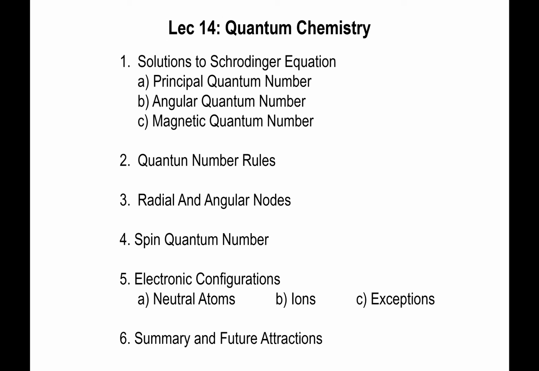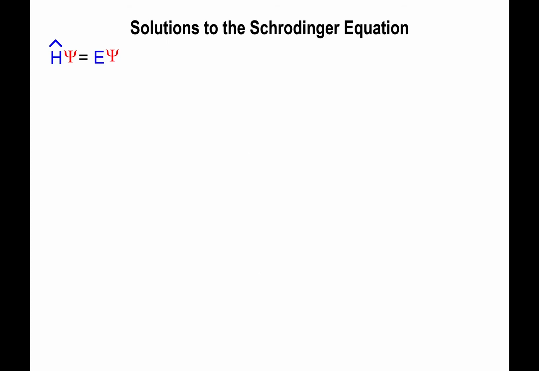Okay, so today we're going to talk about quantum chemistry. We will specifically talk about quantum numbers and the periodic table. So let's start first by defining the Schrodinger equation and seeing how this leads to the quantum numbers.